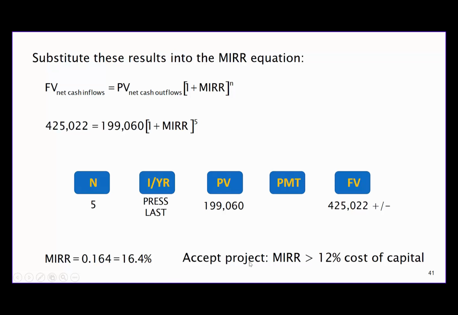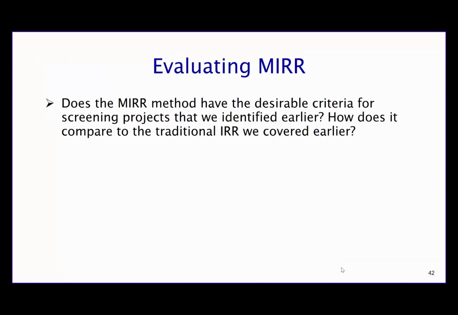We would accept this project as an independent project. It has to be independent, there's only one project, because the 16.4 exceeds the 12% cost of capital. Well, let's evaluate MIRR like we have the NPV and IRR methods. In fact, we'll do the conventional or traditional IRR right next to the MIRR.